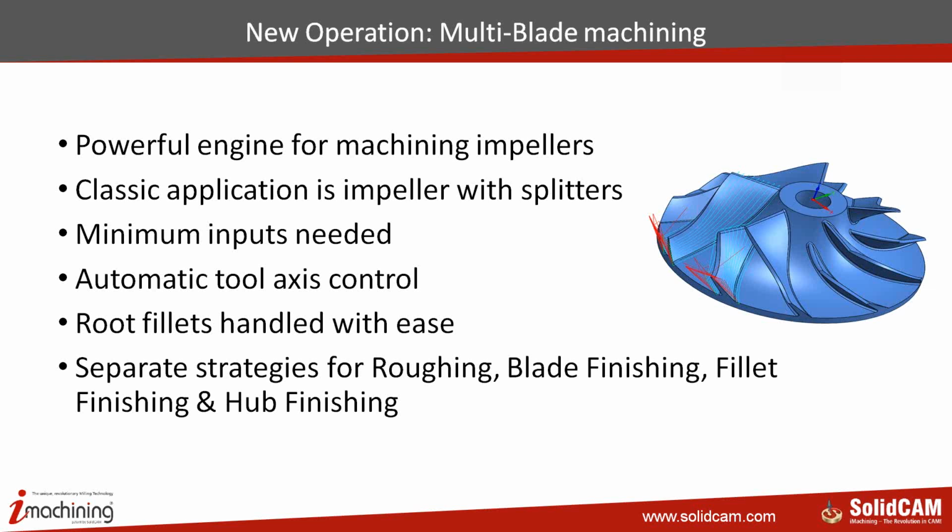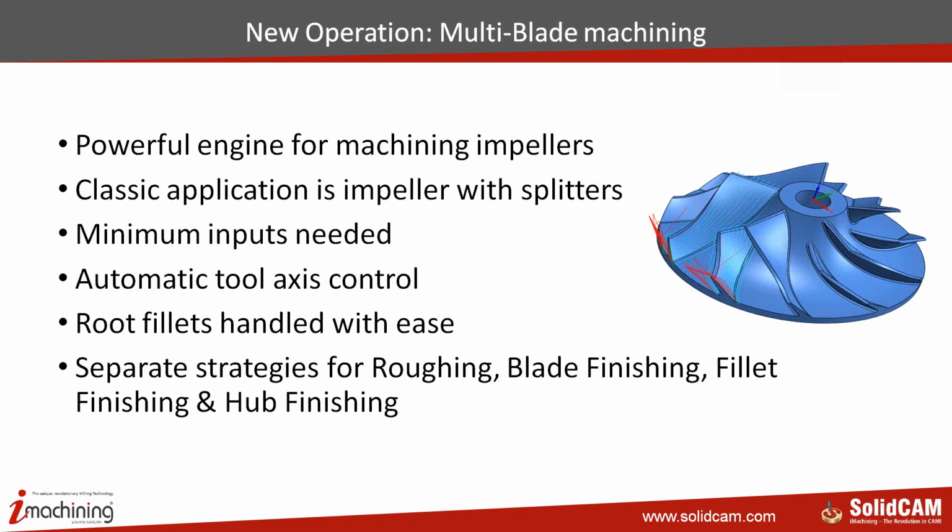The biggest problems in machining impellers are always the root fillets. The moment you have root fillets, you get into major issues because of the tool axis control. However, in our new technology of multi-blade machining, the root fillets are handled with ease. And we have separate strategies for roughing, blade finishing, fillet finishing, and hub finishing. We're going to see all of these on a couple of parts today.